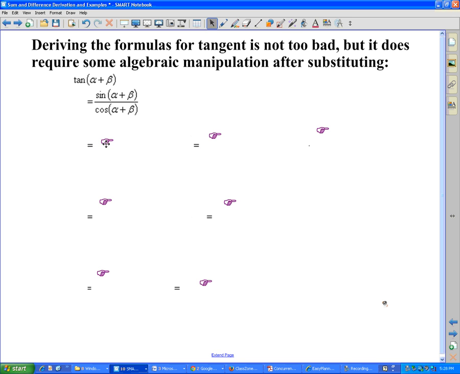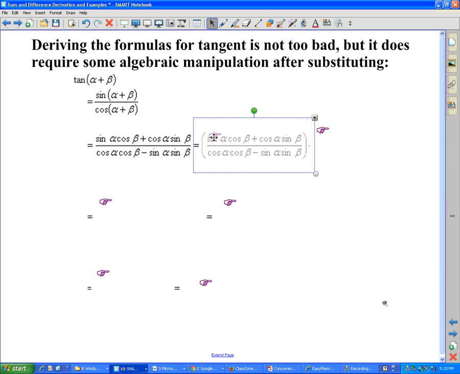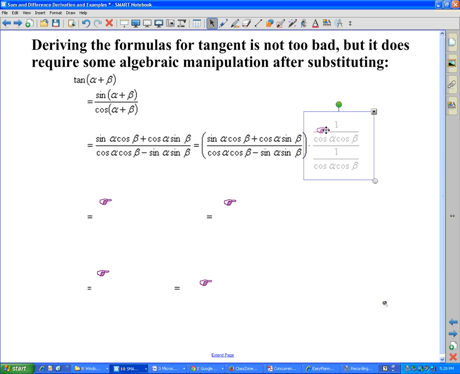And those formulas were, for sine of alpha plus beta, sine alpha cosine beta plus cosine alpha sine beta. And for cosine of alpha plus beta, cosine alpha cosine beta subtract sine alpha sine beta. What are we going to do now? Because that is kind of ugly, isn't it? Well, we are going to take this and multiply through by 1 over cosine alpha cosine beta. It's just a little algebra trick.